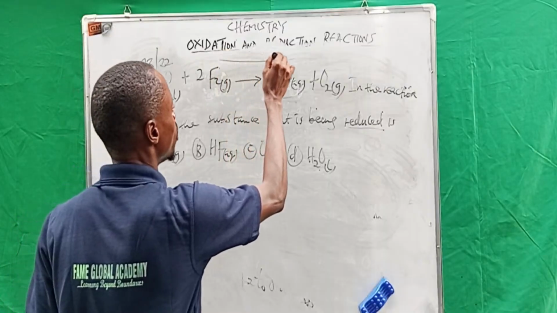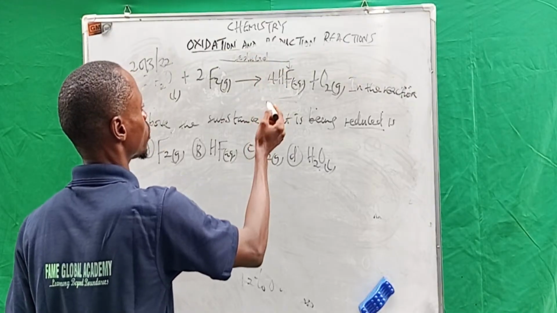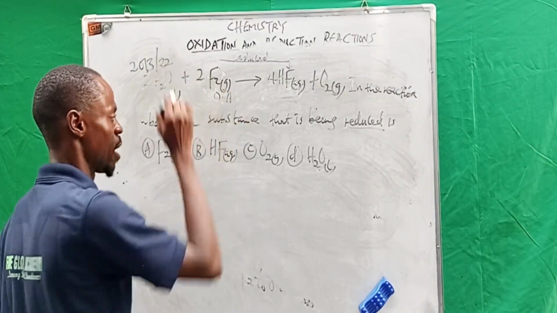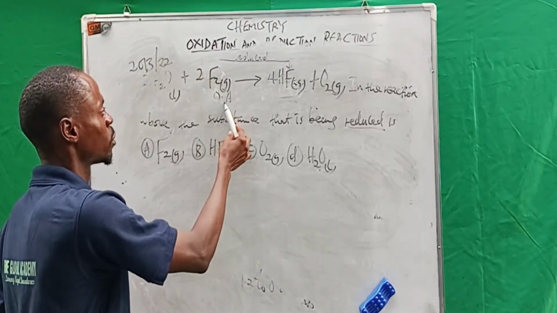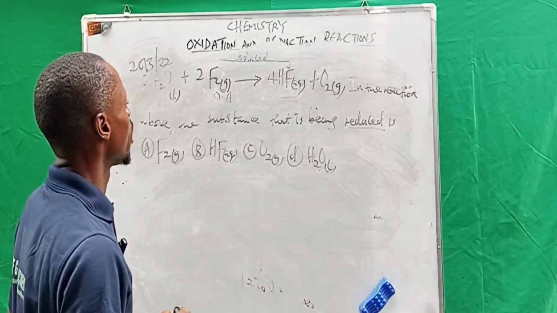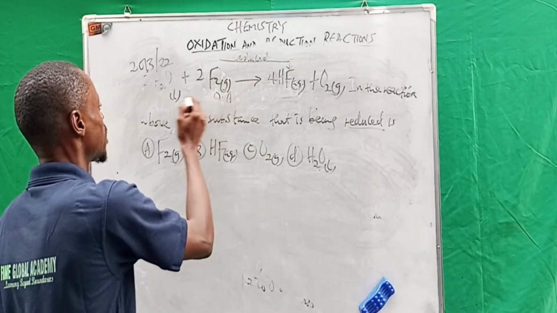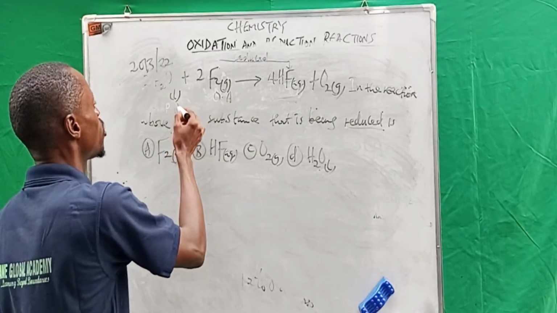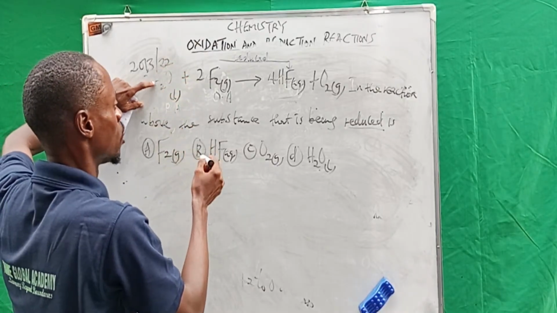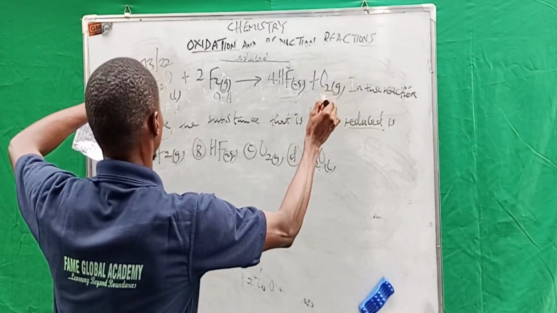Fluorine was reduced to hydrogen fluoride. And since fluorine was reduced, it simply means it is the oxidizing agent. Oxidizing agents are the species that are reduced. And the addition of hydrogen to a species or to a compound is what we call reduction reaction. If this is the oxidizing agent, it simply means that this is the reducing agent. A reducing agent is the one that is oxidized. You will agree with me that water was oxidized to oxygen.